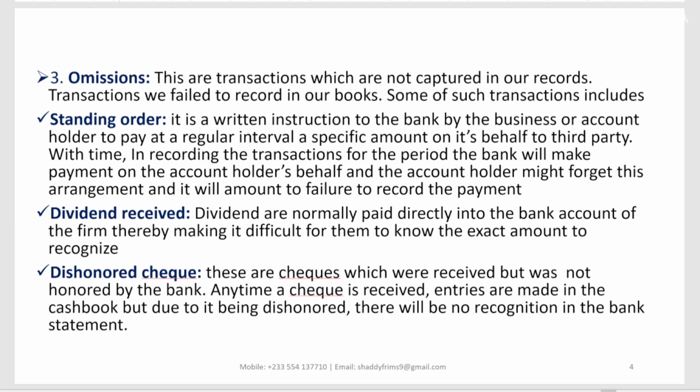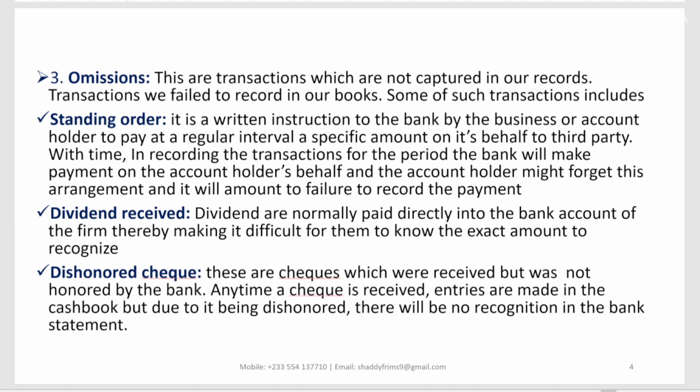2, dividend received. So dividends are normally paid directly into the bank account of the firm, thereby making it difficult for them to know the exact amount to recognize. So you have invested in an organization, the organization has been profitable, the organization is paying dividend. You may hear that the organization has declared dividend and they are paying, but as to the exact amount, you may not be privy to. But anytime they pay the dividend, they will pay it directly into your bank account.